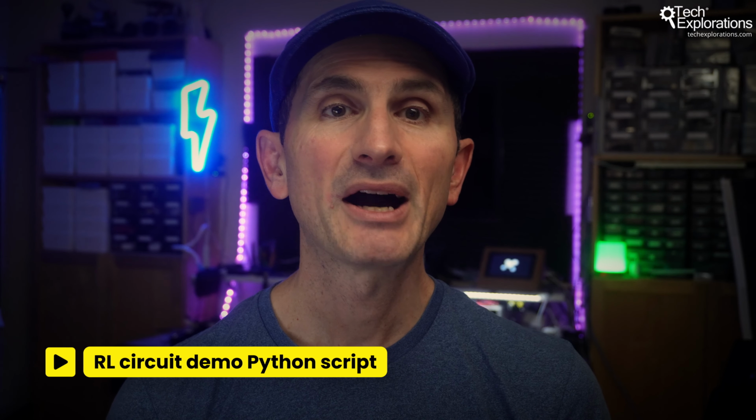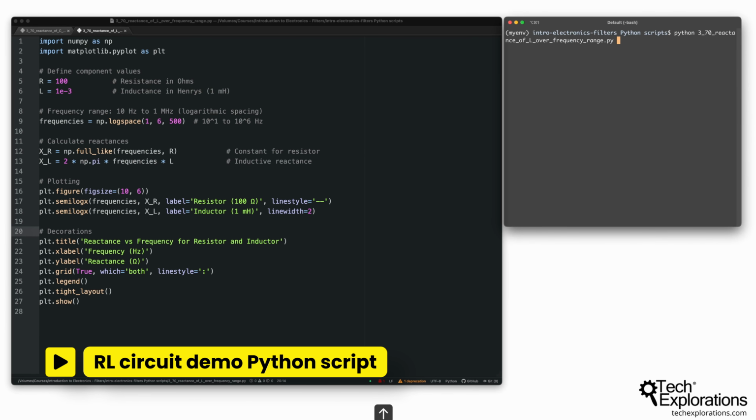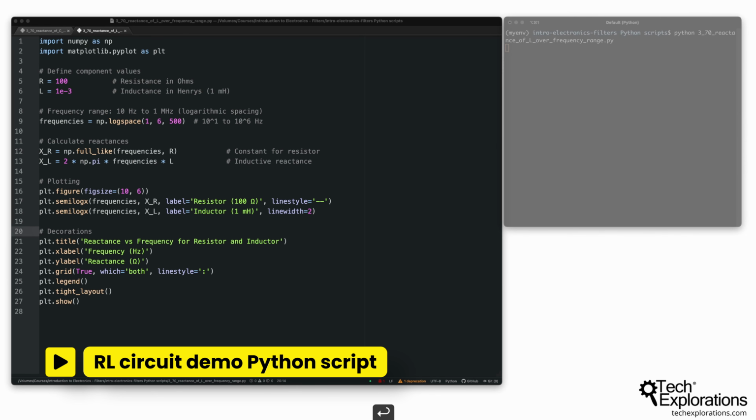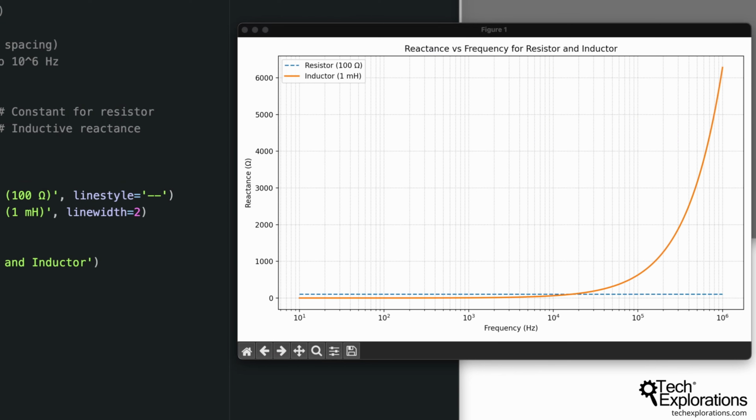Here I've got a Python script that plots the reactance of both the resistor and the inductor across a wide frequency range. This will help you visualize how the inductor's reactance changes with frequency and how it compares to the resistor's constant impedance. In the plot, you can see that the flat dashed line again represents the resistor's constant impedance of 100 ohms, unaffected by frequency.